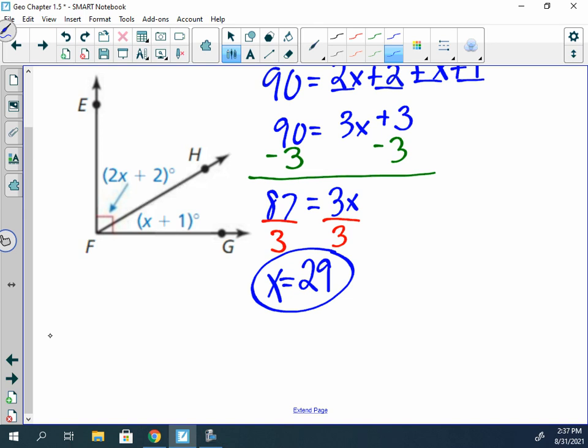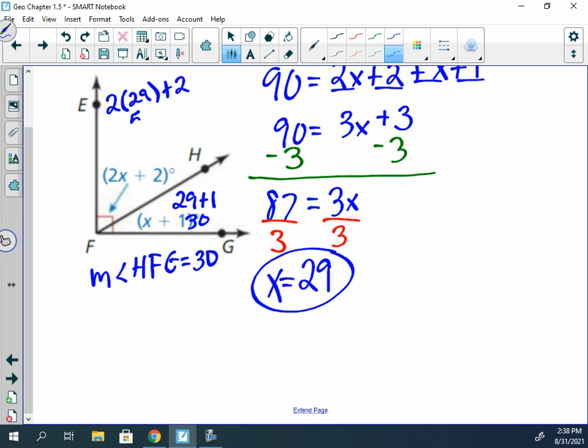It just changes what the number looks like at the end, because our next step would be just plugging it back in here and here. So our first one, x plus 1, that would be 29 plus 1, which is 30. So the measure of angle HFG is 30. If we do it for this one here, it'd be 2 times 29 plus 2. 58 plus 2 is 60, so the measure of angle EFH is 60.